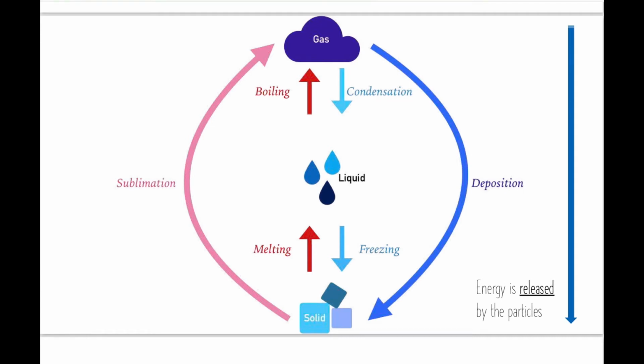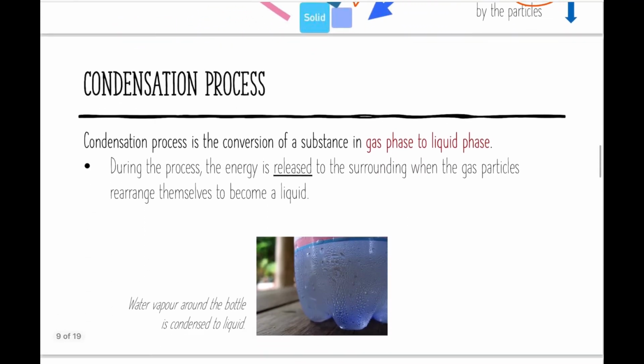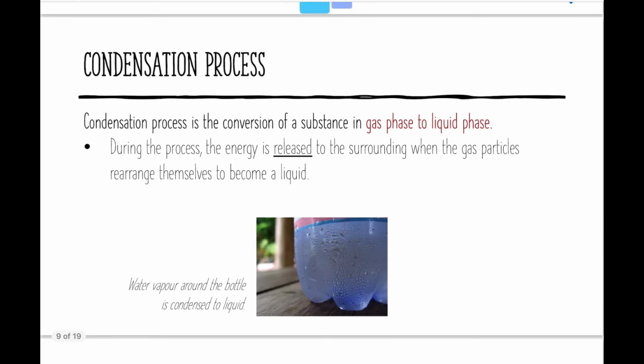Inversely, from gas to solid, energy is released by the particles to the surrounding. Condensation, freezing and deposition are the processes involved here. Let's have a look. Condensation process is the conversion of a substance in gas phase to liquid phase. During the process, the energy is released to the surrounding when the gas particles rearrange themselves.